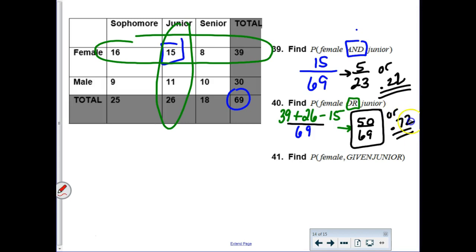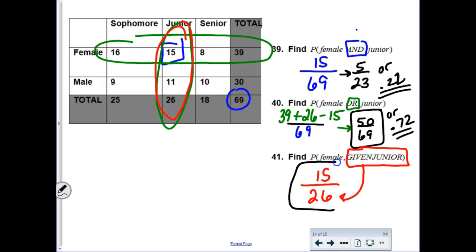And then my favorite question, female, given junior. So this is a conditional probability question. Since it says given junior, that means the only total you can look at would be your total juniors. How many total juniors do you have in this chart? 26. Very good. So out of these 26 juniors, probability that you were a female, 15. Good. So that's a great answer right there. Or whatever that comes out to as a decimal. Yeah, I don't know either. 0.58? Okay.